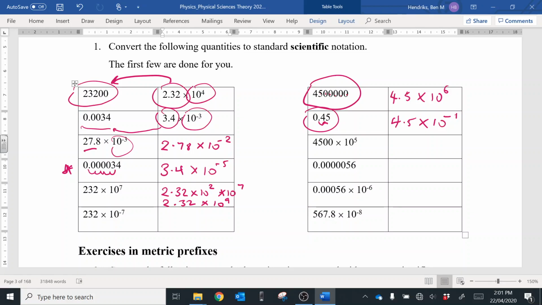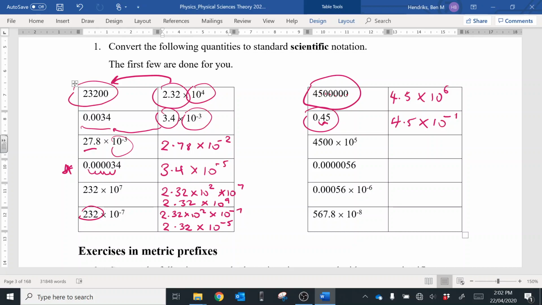This one here, again, will be 2.32 times 10 to the power of 2. That handles our 232 times 10 to the negative 7. Again, adding the indices, we have 2 plus negative 7, so that becomes 2.32 times 10 to the negative 5.